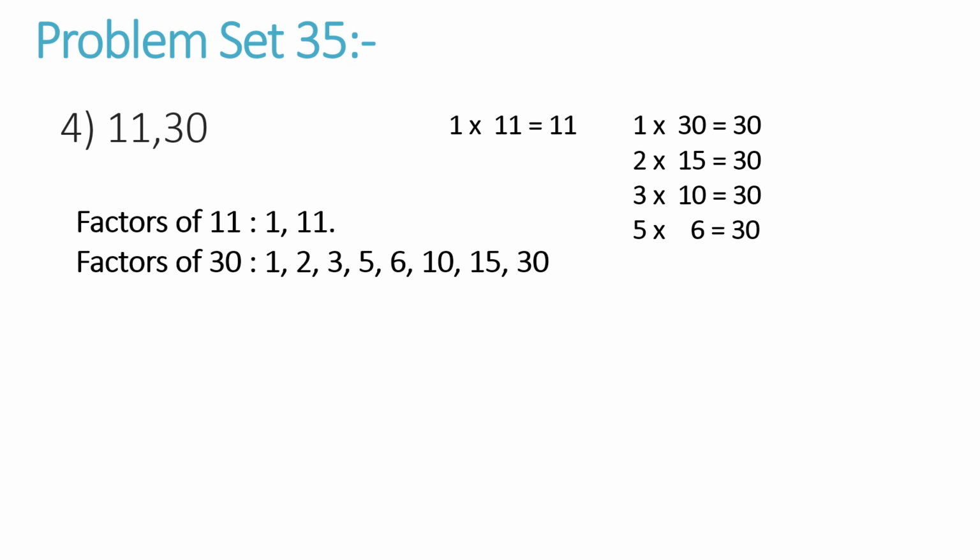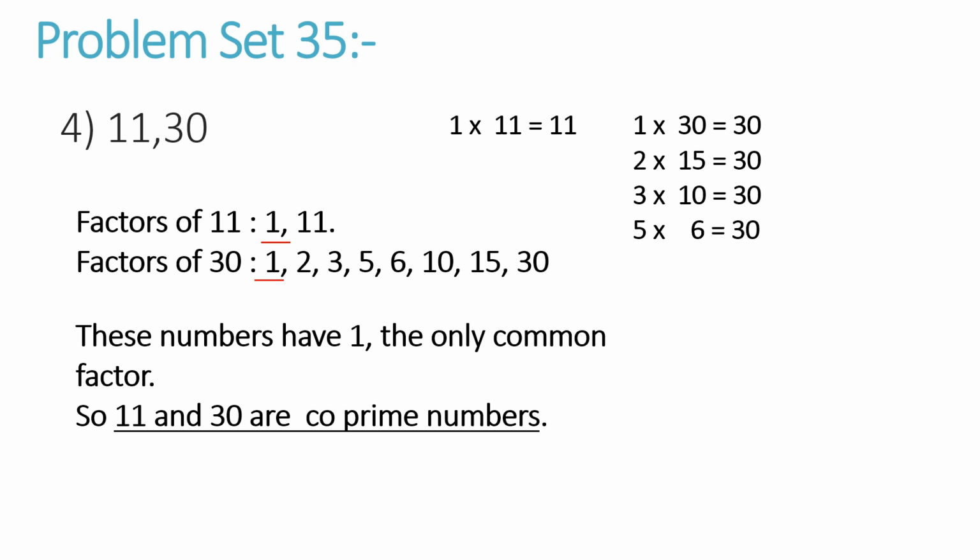So what are the factors of 11? 1 and 11. Factors of 30 are 1, 2, 3, 5, 6, 10, 15 and 30. Now which are the common factors here? Only 1. So these numbers have 1 as the only common factor. So 11 and 30 are co-prime numbers. So here 11 and 30 have only one number common, that is 1. So 11 and 30 are co-prime numbers.